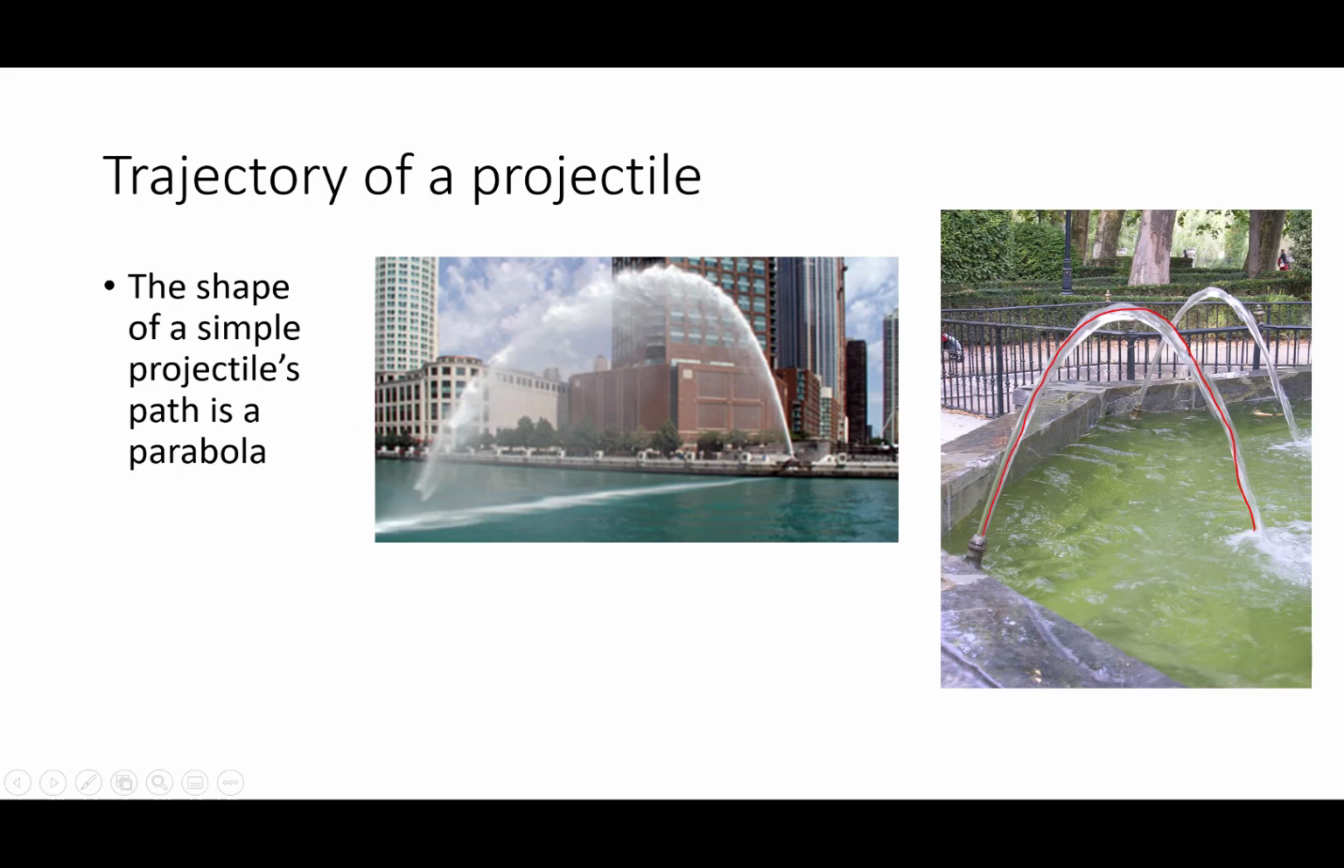The trajectory of a projectile is always a parabola. As you can see, these water fountains shoot out water, and that water behaves as a projectile, and it always forms this parabolic arc. You can see it here.